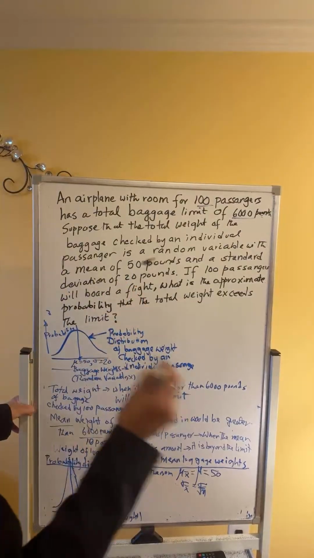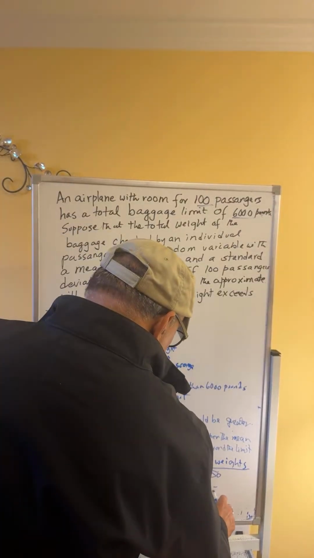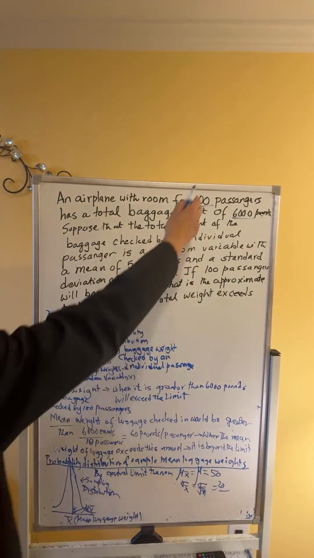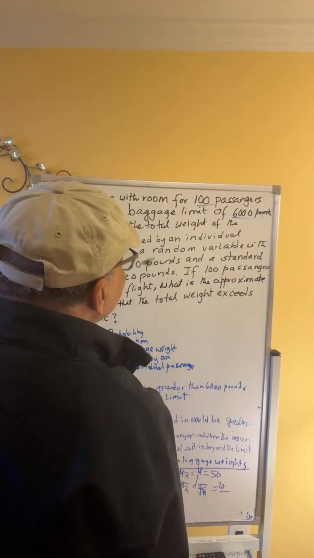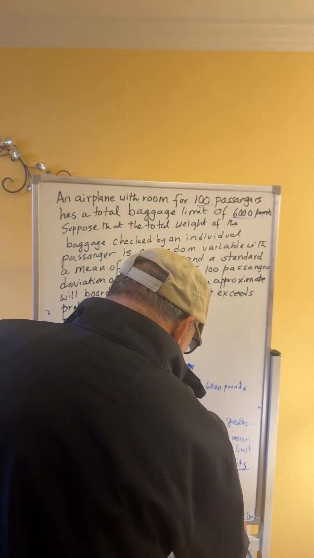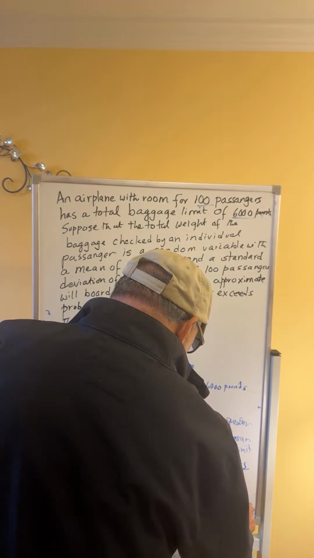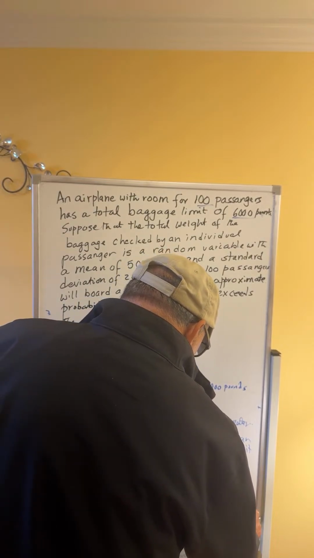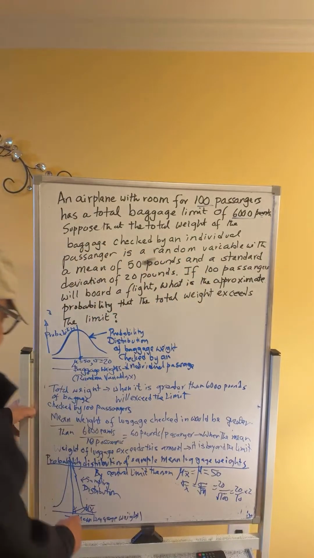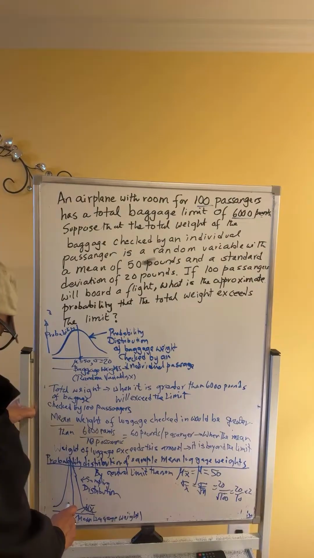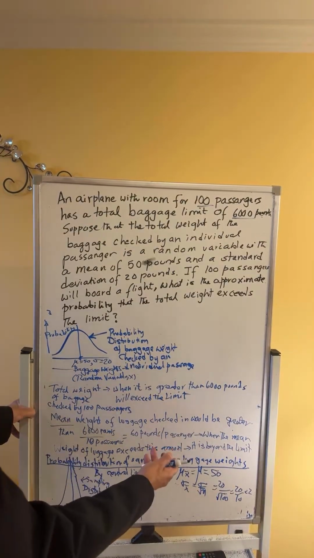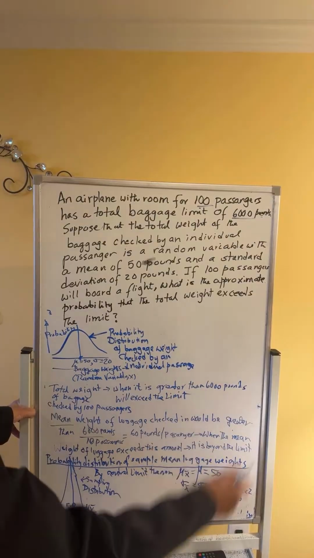Now sigma for one particular passenger is 20 pounds, and our number of passengers is 100. So square root of 100. Now square root of 100 is 10. So it is 20 divided by 10, or 2. So the center is mu x bar equal to 50, and we already discussed if it exceeds 60 then it will be beyond the limit.